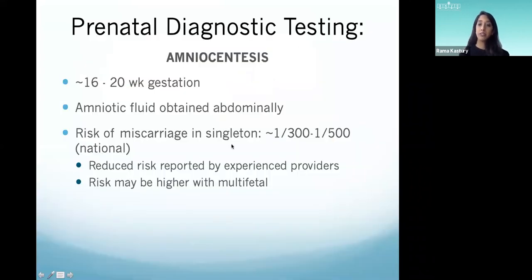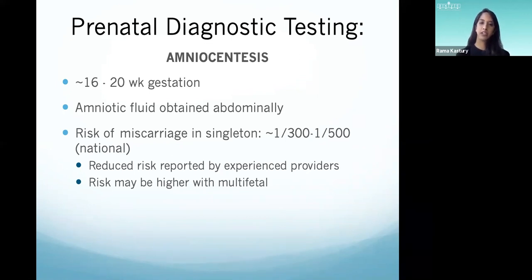So now amniocentesis is usually done a little bit later in pregnancy. And so it's done anywhere between 16 and 20 weeks, sometimes even later than that. And so it's obtaining a sample of the fluid around the baby.